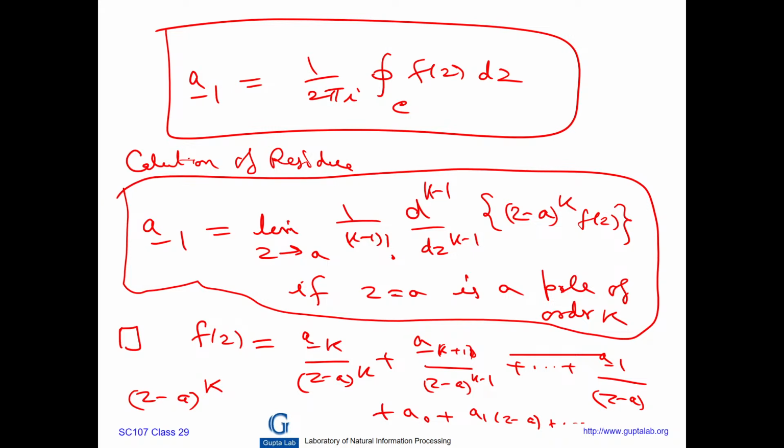So if Laurent series has finite number of negative powers, highest power is suppose order k, then there is a pole of order k, and whenever there is a pole I can compute the residue, and the residue can be calculated by just using this formula, right? Multiply f of z with z minus a whole raised to power k, differentiate k minus 1 times, multiplied by 1 over factorial k minus 1, and you will get the value of residue at that singular point, a minus 1, right?